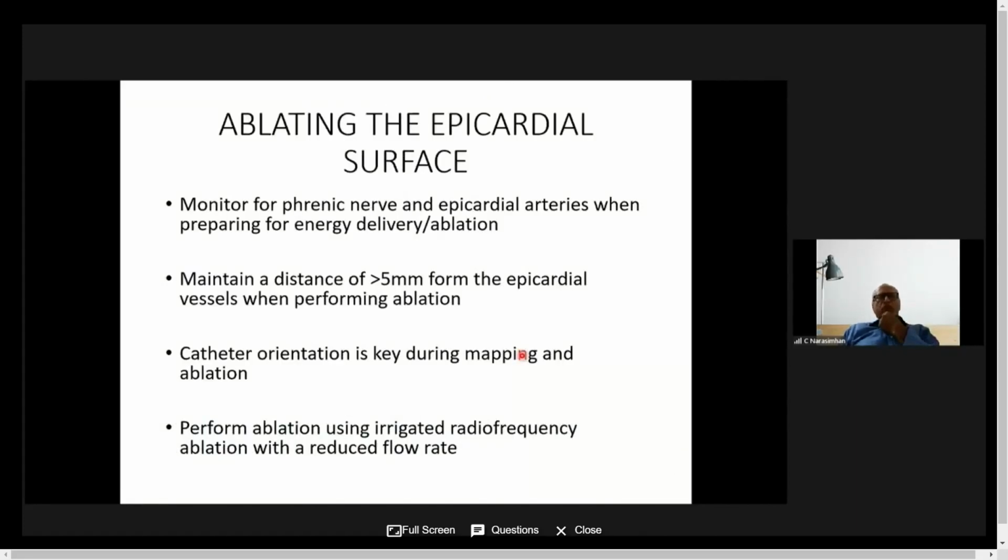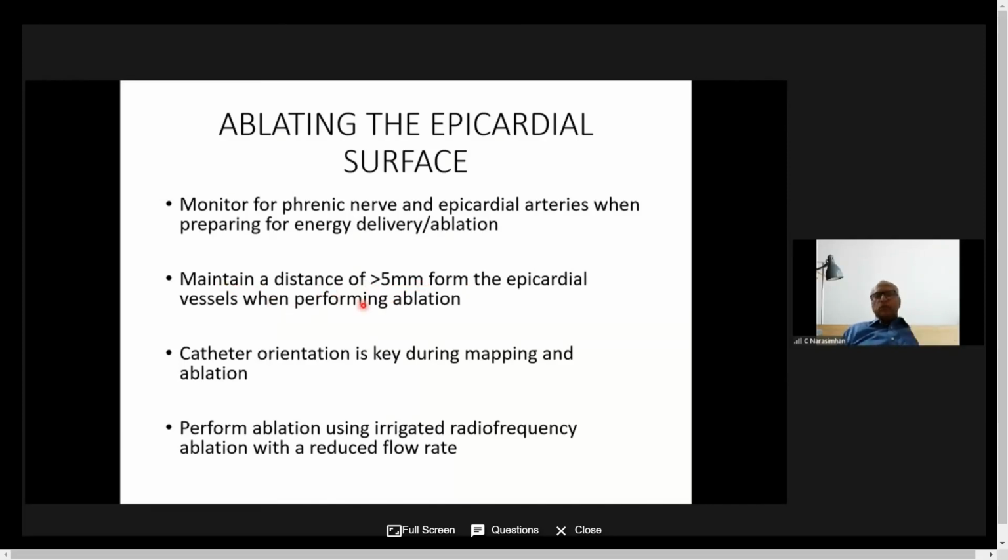So monitor for the phrenic nerve. And the other thing you need to always be aware of is to stay away from epicardial arteries before you prepare for energy delivery and ablation. Maintain a safe distance of more than 5 mm from epicardial vessels when performing catheter ablation.